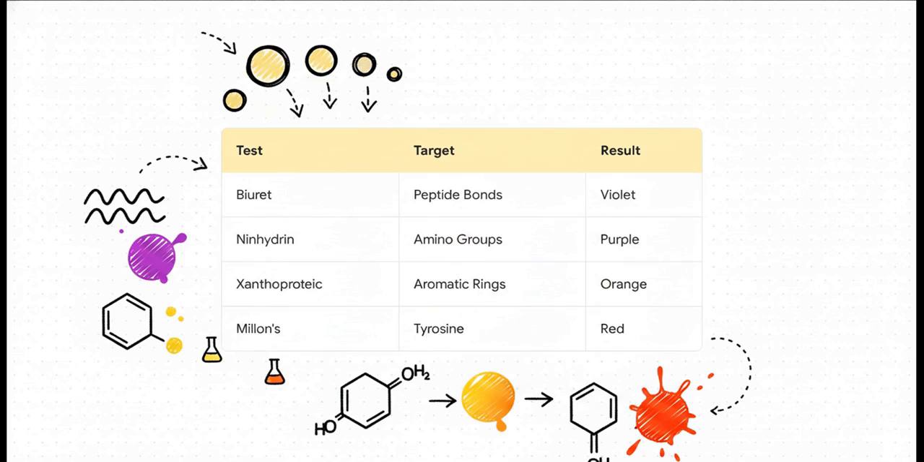Then the Ninhydrin test went after free amino acids, giving us Ruhemann's purple or yellow if it was proline. For structure, the Xanthoproteic test found aromatic rings with a yellow to orange shift. And finally, Millon's test isolated tyrosine, flashing that brilliant red.